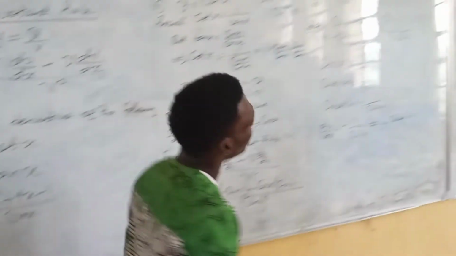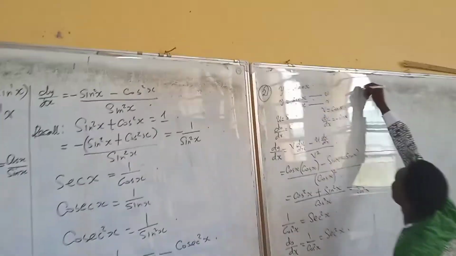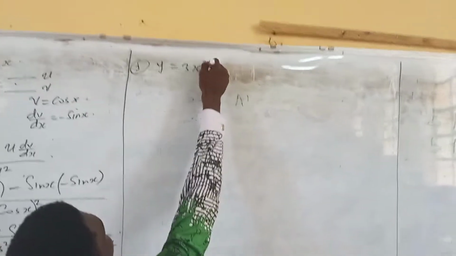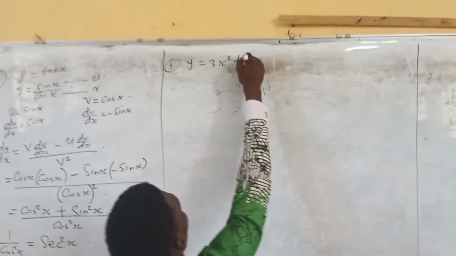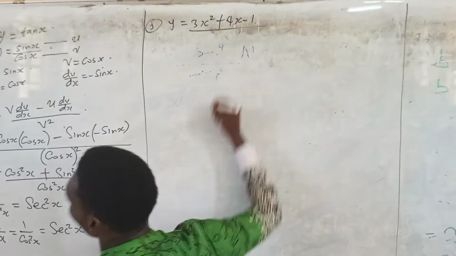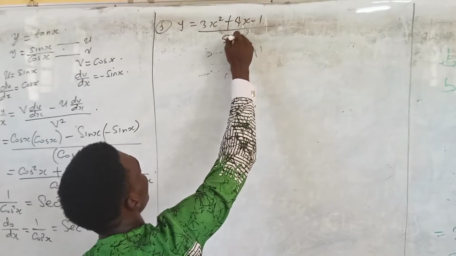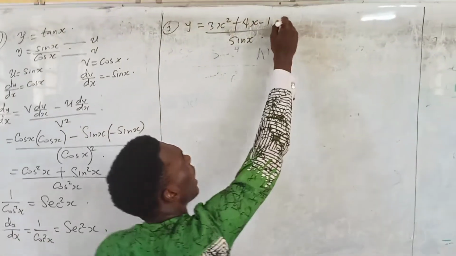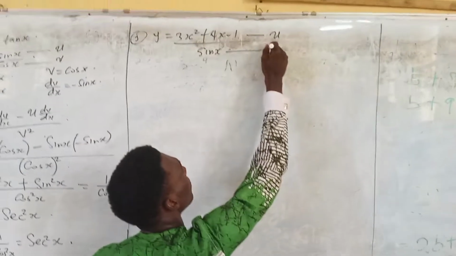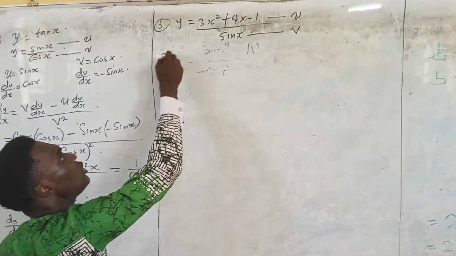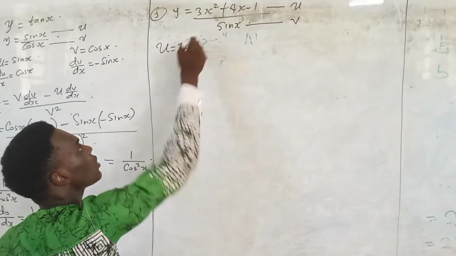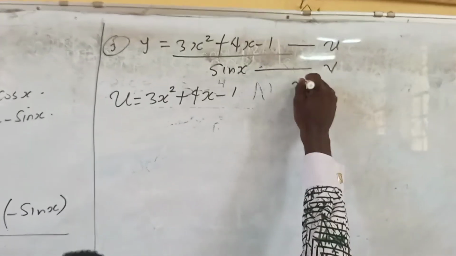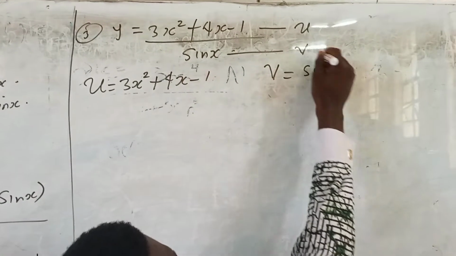Now going back to this question, we said y is equal to 3x squared plus 4x minus 1 over sine x. Now the same way, I will select our numerator as the u, then the denominator as the v. So it means u equal to 3x squared plus 4x minus 1, then v equal to sine x.